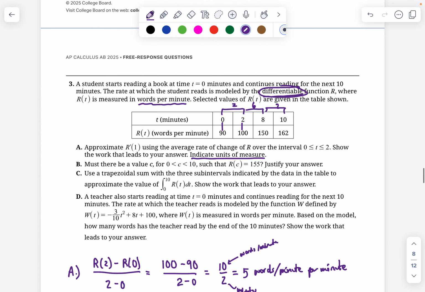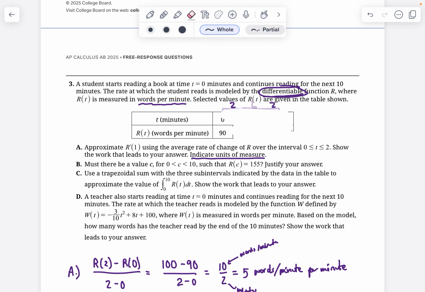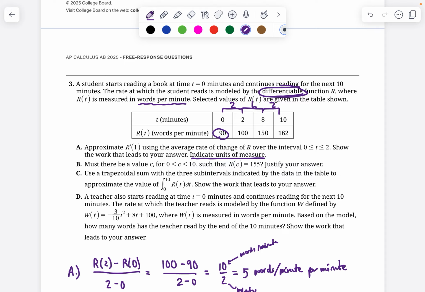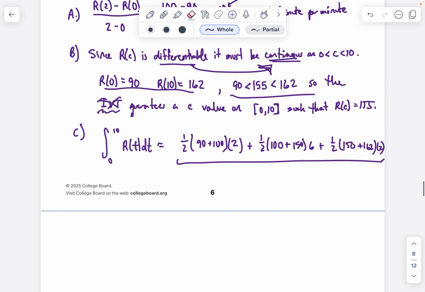While we're at it, just to remind you, if this had asked for a right Riemann sum, then we would have been using 2 times 100, 6 times 150, and then 2 times 162. That would have been a right Riemann sum. And then a left Riemann sum would have been still doing the 2, but now times 90, and then 6 times 100, and 2 times 150, right? So just read carefully to see which one it wants, and write it out, but don't bother evaluating it further than that.